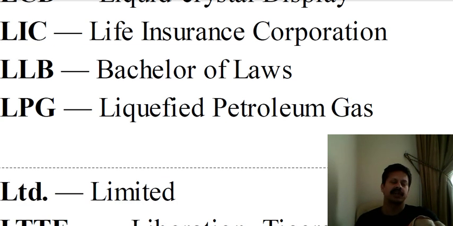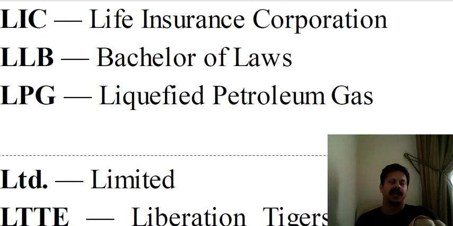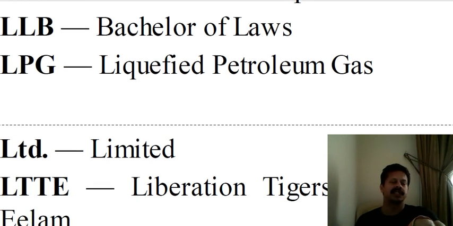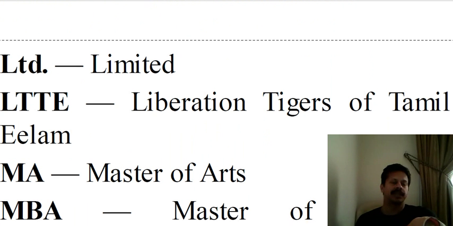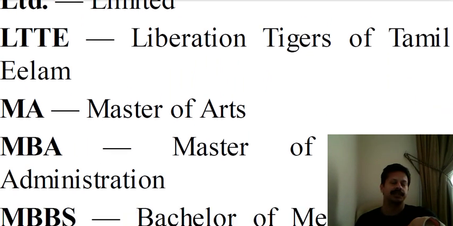LIC is Life Insurance Corporation of India, the monopoly government company that covers the insurance for the large masses of the Indian population. LLB is Bachelor of Laws. LPG is liquefied petroleum gas. Normally in India, you use LPG gas for cooking. LTD is Limited. LTTE is Liberation Tigers of Tamil Eelam.